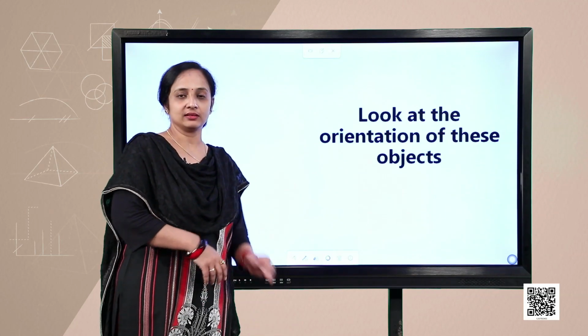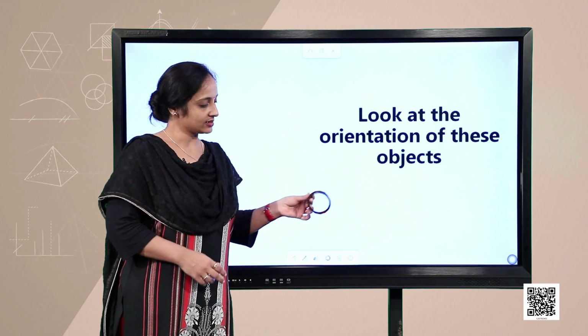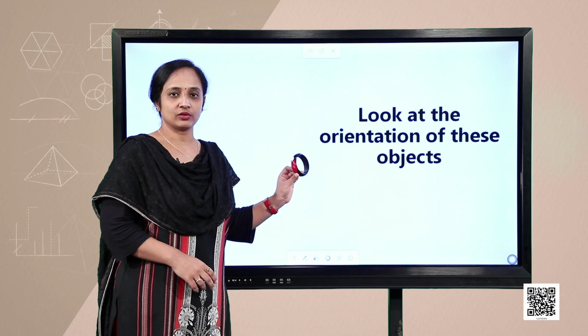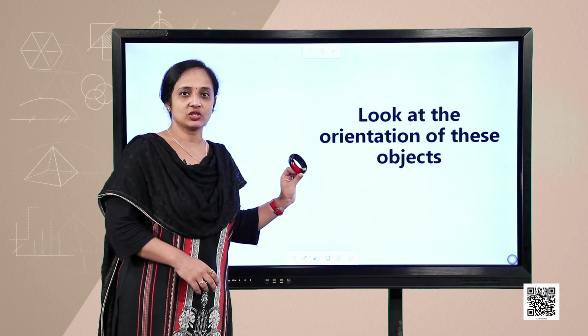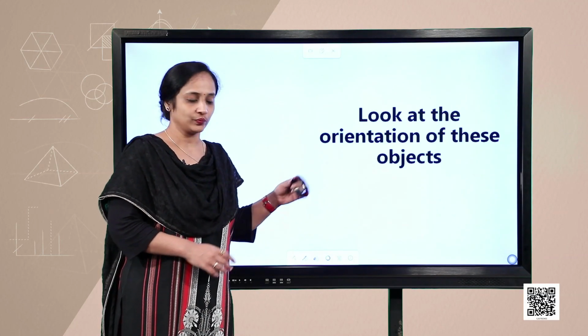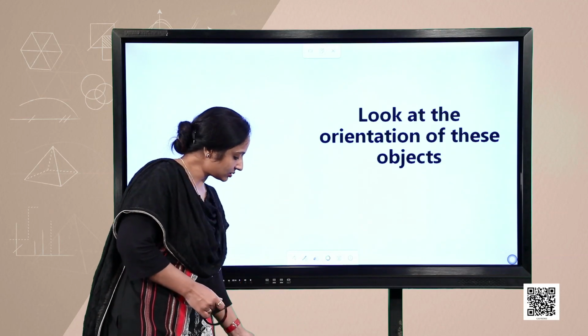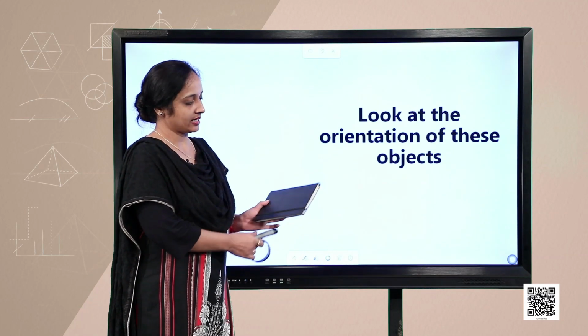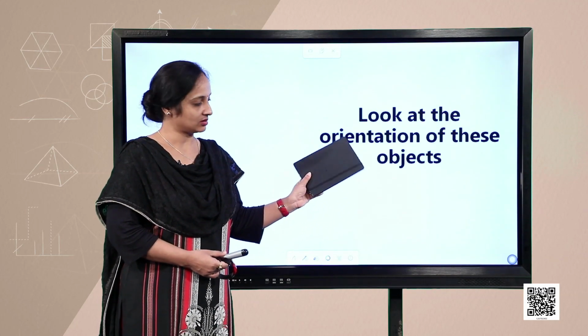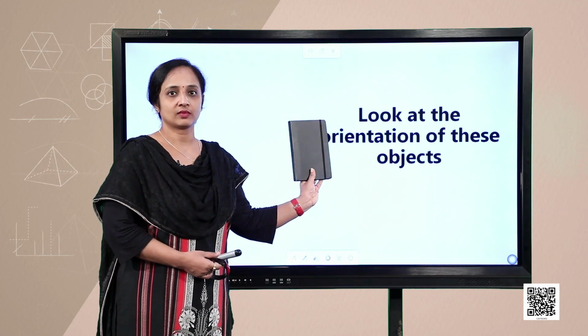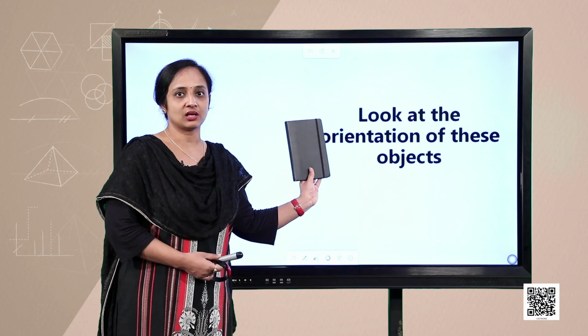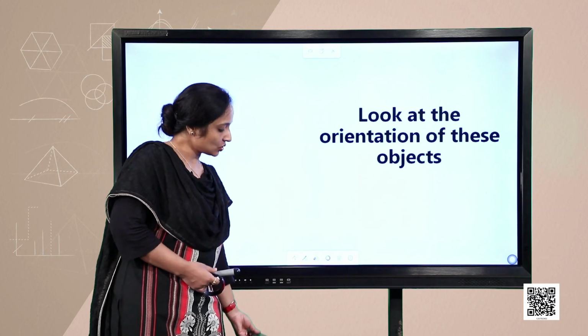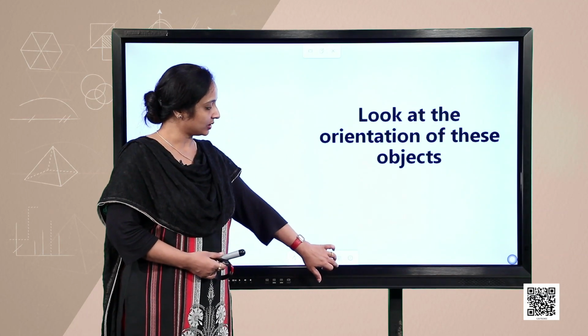Let me take my bangle. If I take this bangle and rotate it, is its orientation changing? No. Now let me take this diary. I'll change its orientation like this. Now its orientation is affected. So let me take one more example.